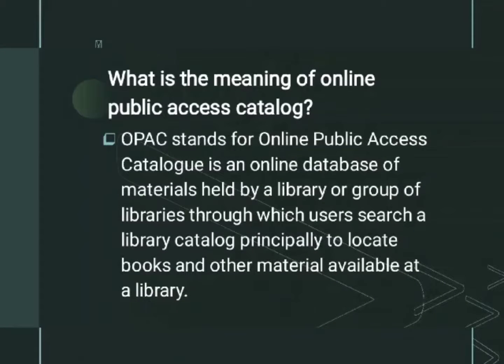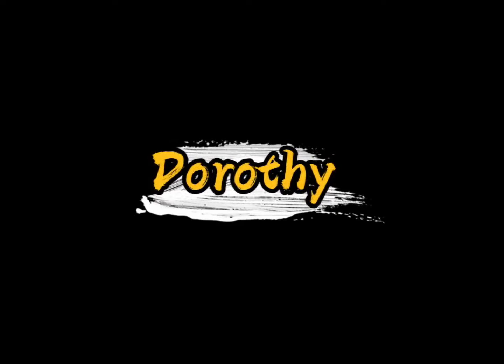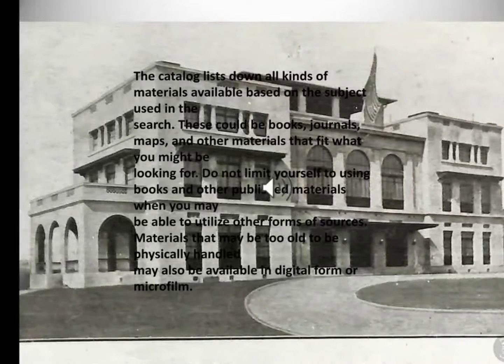What is the meaning of Online Public Access Catalog? OPAC stands for Online Public Access Catalog. It is an online database of materials held by a library or group of libraries through which users search a library catalog principally to locate books and other material available at a library. The catalog lists all kinds of materials available based on the subject used in the search. This could be books, journals, maps, and other materials that fit what you might be looking for.